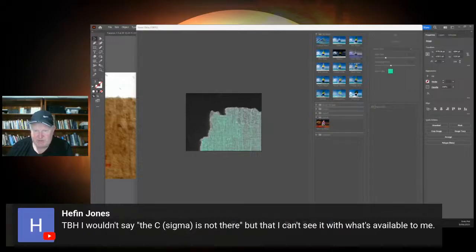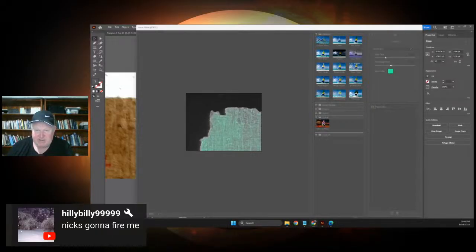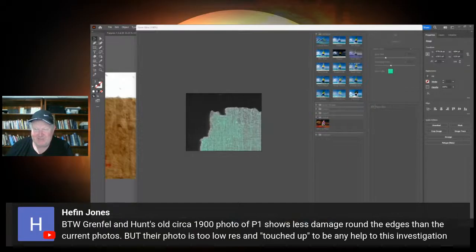Heffron Jones says, to be honest, I wouldn't say the C or the sigma is not there, but I can't see it with what's available to me. Okay, yes. Nick's going to fire me. No, you're cool. Grenville and Hunt's old circa 1900 photo of P1 shows less damage around the edges than the current photos, but their photo was too low resolution and touched up to be any help to this investigation. But the C is half missing, very faint. Need my son to look at it.